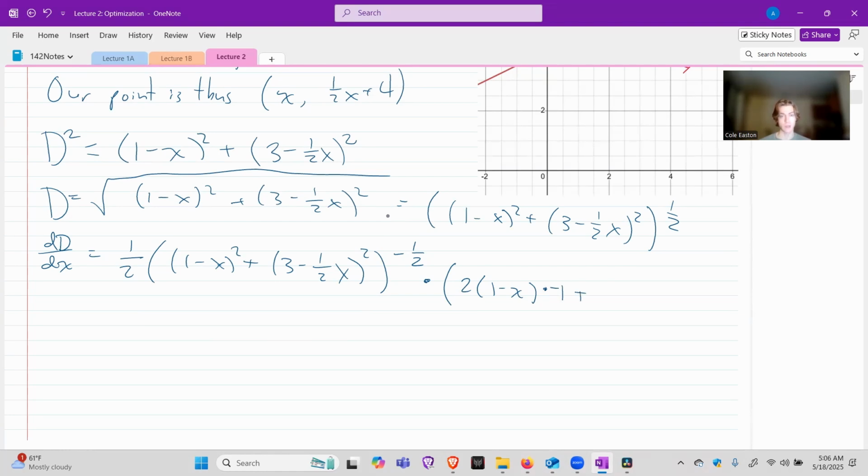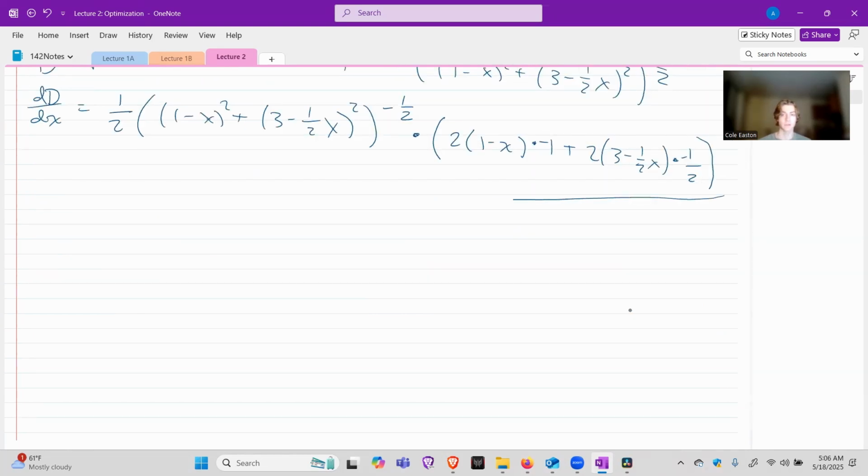Okay. And then 3 minus 1/2 x squared, so that's 2 times 3 minus 1/2 x. And then chain rule again times the derivative of 3 minus 1/2 x, times negative 1/2. And so that is our derivative, which we have to set equal to 0. Essentially, we have 2 factors here. And this first factor looks like this, right? This first factor has a negative power.